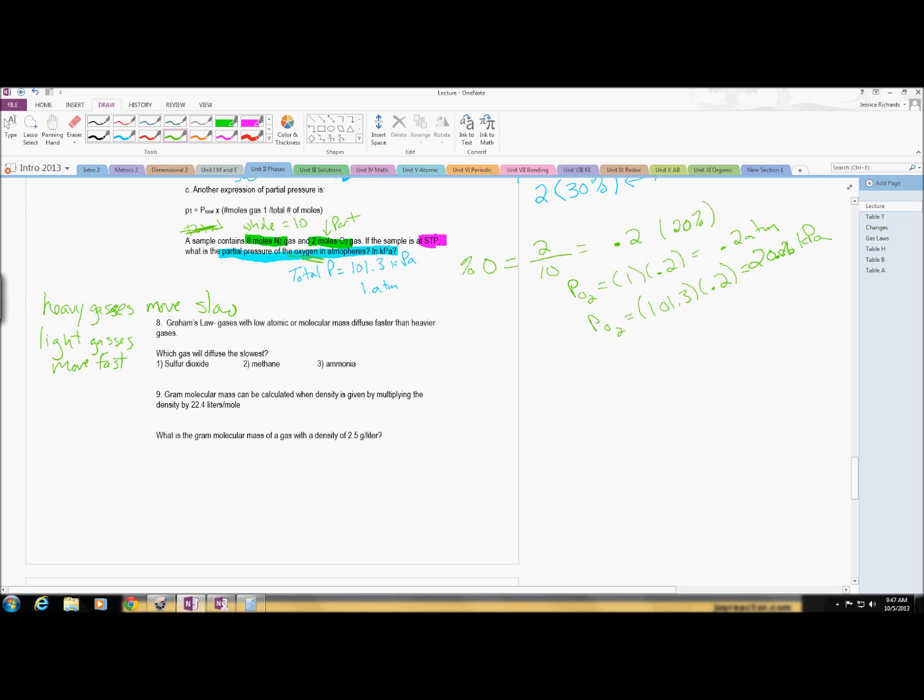So when you talked about diffusion, you talked about diffusion in biology. Particles always move from areas of high concentration to areas of low concentration. How fast that happens with gases depends on how heavy they are. So we have this concept of atomic or molecular mass. On your periodic table, there are masses in the corner.